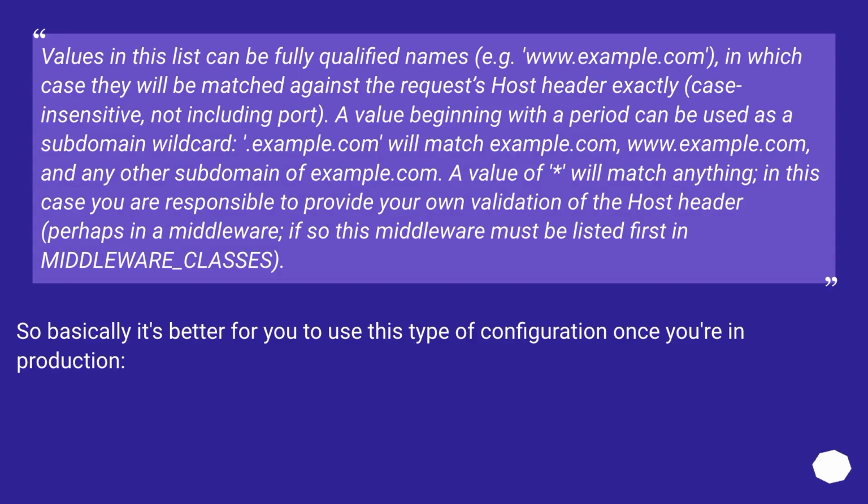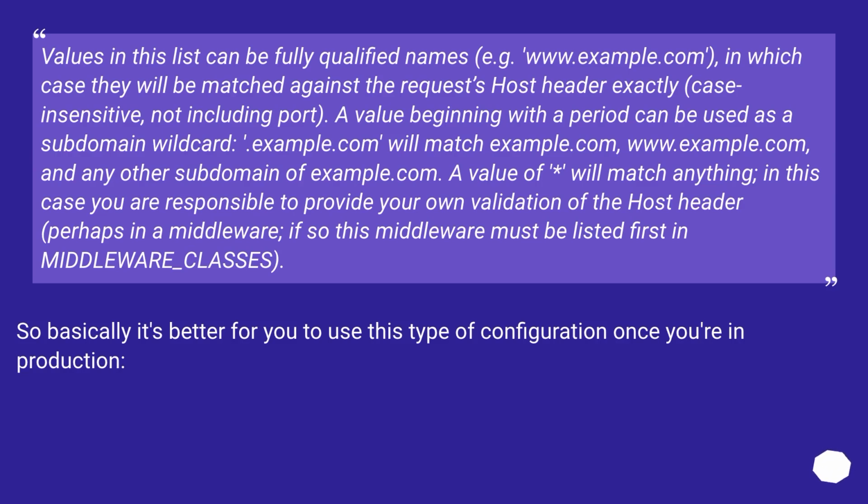Values in this list can be fully qualified names, for example www.example.com, in which case they will be matched against the request host header exactly, case insensitive, not including port. A value beginning with a period can be used as a subdomain wildcard. .example.com will match example.com, www.example.com, and any other subdomain of example.com. A value of * will match anything.